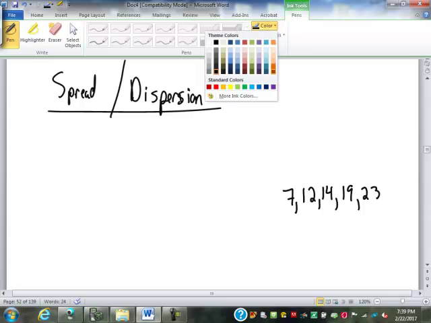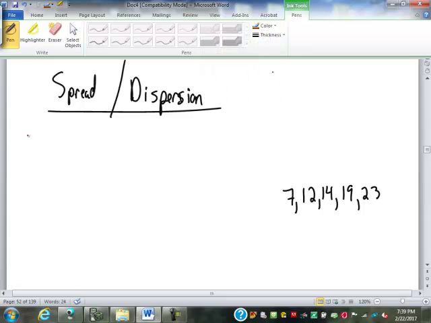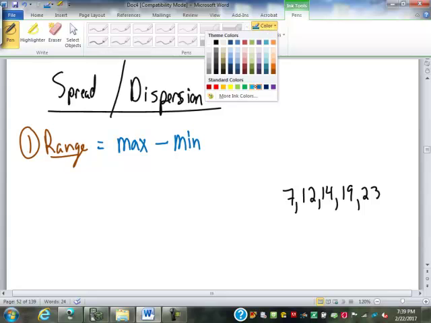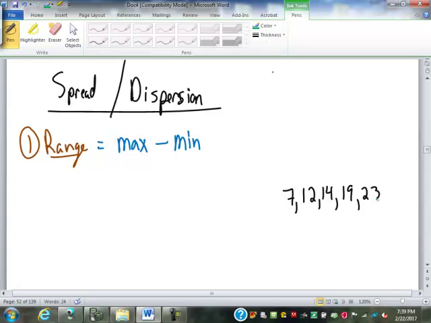Our first measure of spread is something called the range. Now earlier we had the mid-range. That's related to the range. The range is just the largest number, which is called the maximum, minus the smallest number, which is called the minimum. So what's the largest number in this data set? 23. What's the smallest number? 7. So that gives us a range of 23 minus 7, or 16.